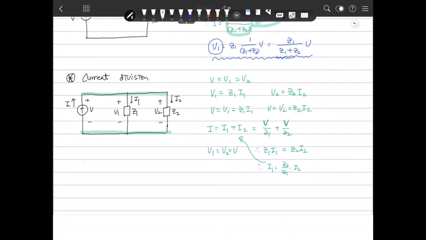Here we apply this. So I is G2 over G1 I2 plus I2. So that will be G1 plus G2 over G1 I2. Therefore, I2 is G1 over G1 plus G2 times I. The same way, I1 is G2 over G1 plus G2 times I. So this is current division.